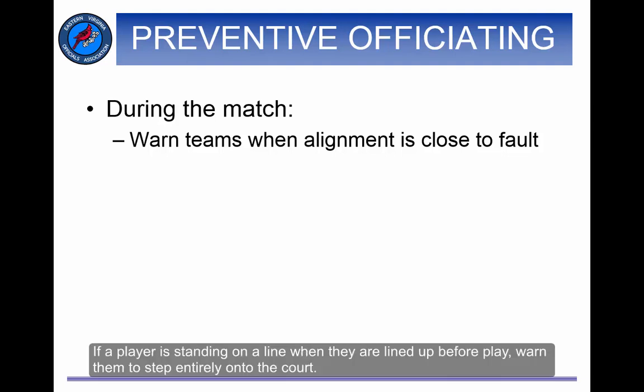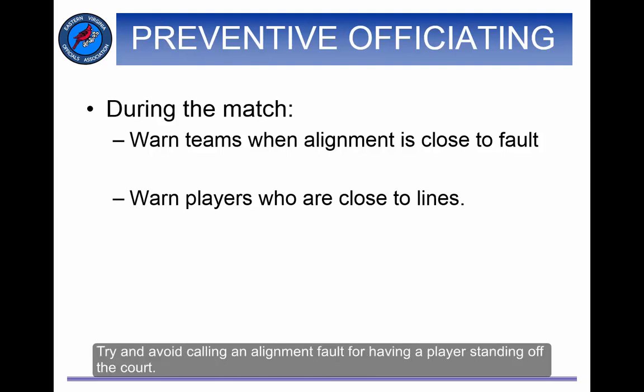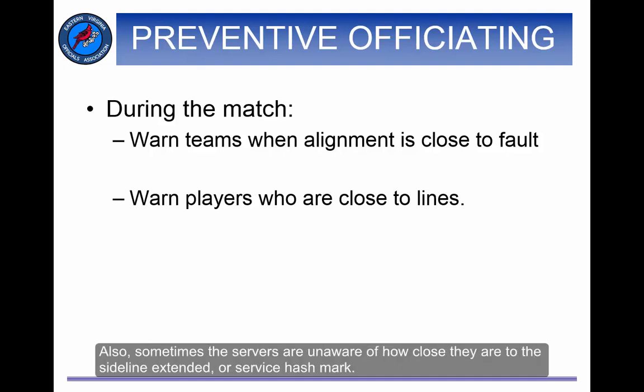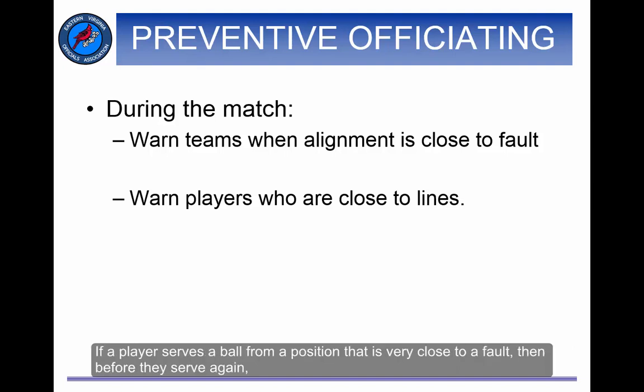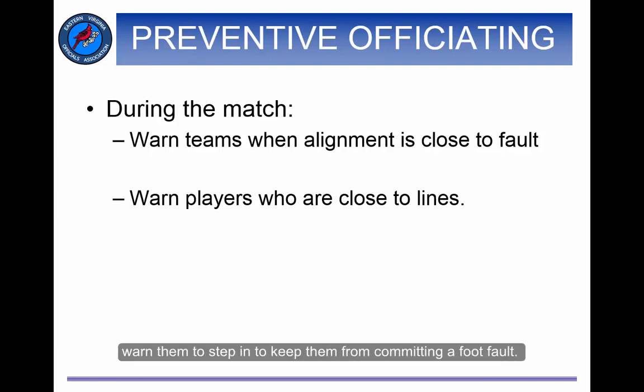If a player is standing on a line when they are lined up before play, warn them to step entirely onto the court. Try and avoid calling an alignment fault for having a player standing off the court. Also, sometimes the servers are unaware of how close they are to the sideline extended, or service hash mark. By rule, the server must serve between the outside edges of the service hash mark. If the player serves the ball from a position that is very close to a fault, then before they serve again, warn them to step in to keep them from committing a foot fault.